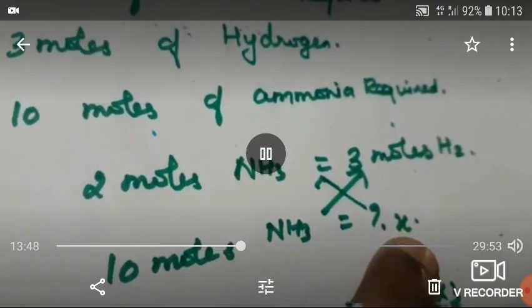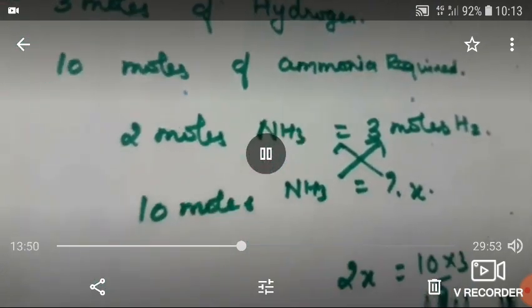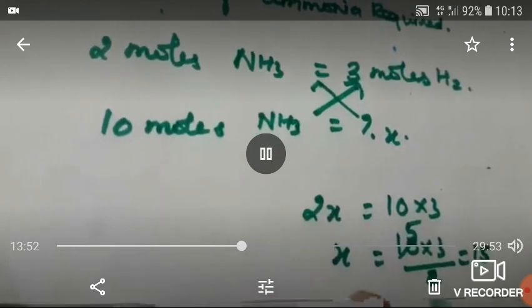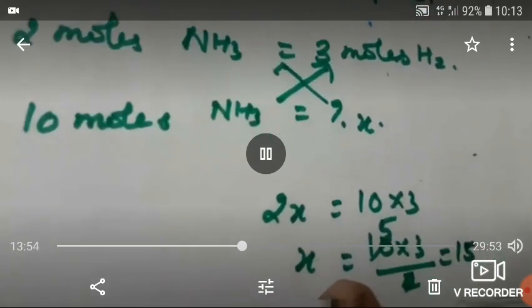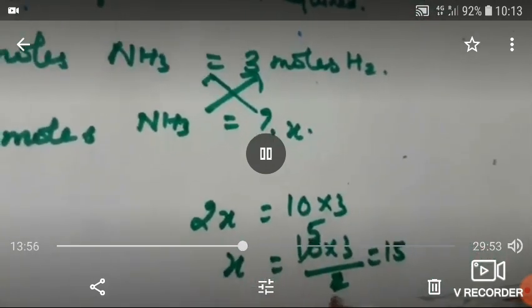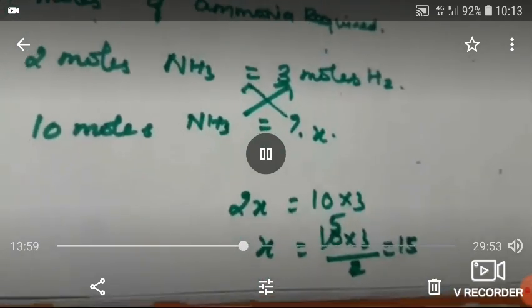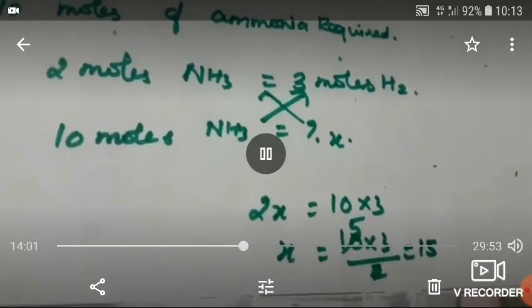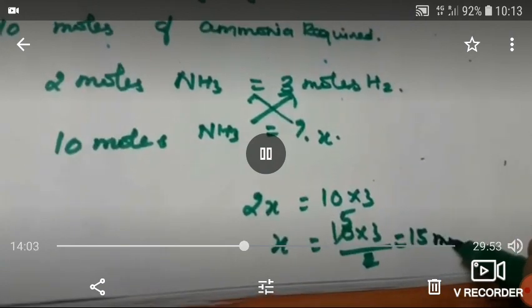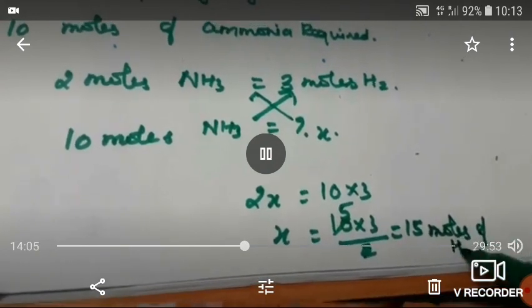So cross multiplying, taking x, 2x equal to 15 moles of hydrogen. Okay, so the answer is 15 moles of hydrogen. So this is the answer. Next, this is another one.